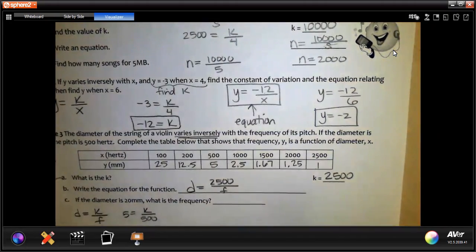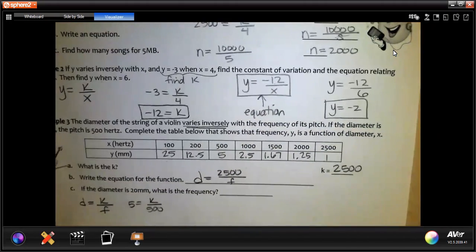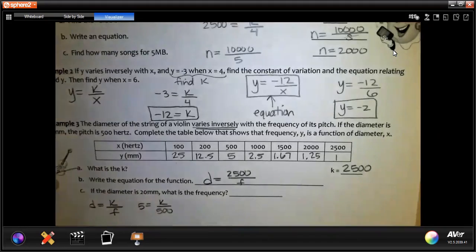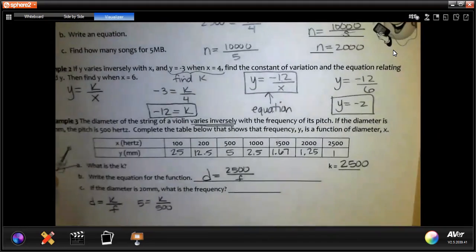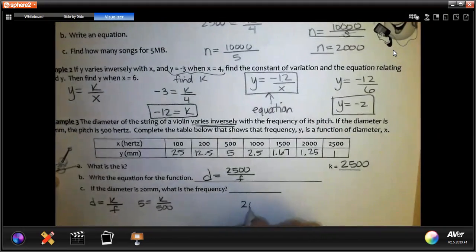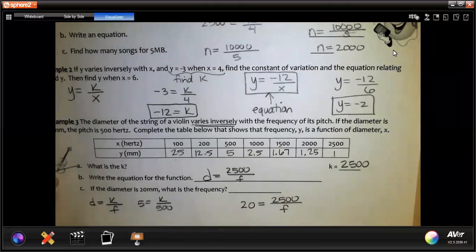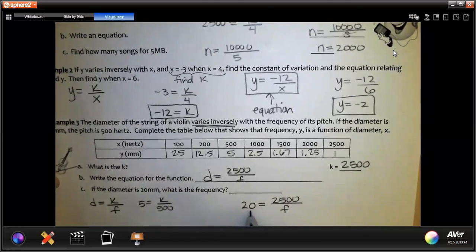All right, the last question says if the diameter is 20, what is the frequency? So in this case, they switched up which variable they're giving you. So we would plug in the 20 for the diameter. And we are looking for that frequency. This is just like a proportion. Whole numbers are over 1, remember that? So this is just a cross multiply. So we get 20F is equal to 2,500.